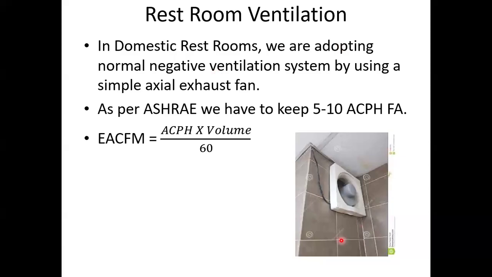5 to 10. For example, if the room area is 100 square feet or even 70 square feet, and the height of that specific toilet area is around 10 feet. So how to calculate the value? Here I'm considering 5 ACPH. So 5 into volume. Volume means the area, 70 into 10, into ACPH 5, that's 3,500, divided by 60. That's like 58.3. That means the actual CFM of that area should be around 58 CFM itself, isn't it?